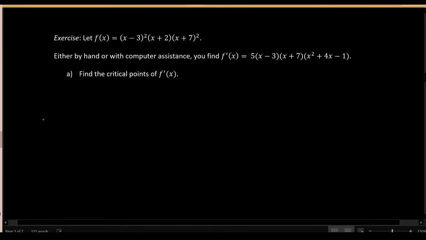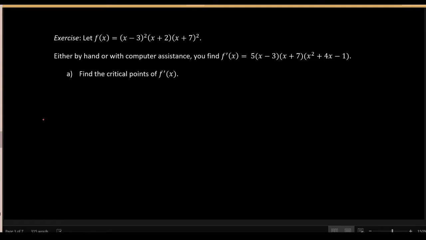So someone is investigating the function f of x equals x minus 3 squared, x plus 2, x plus 7 squared. Now someone has already gone ahead and calculated the value of f prime of x for us. Although it is possible to do it by hand, using just really the product rule and the chain rule, it is a little bit tedious. And in particular, it's especially tedious to try and factor f prime back out. So I've just gone ahead and given us the value of f prime of x, completely factored.